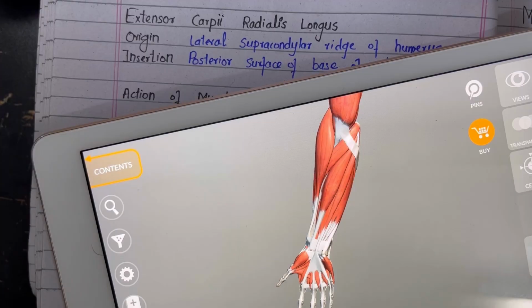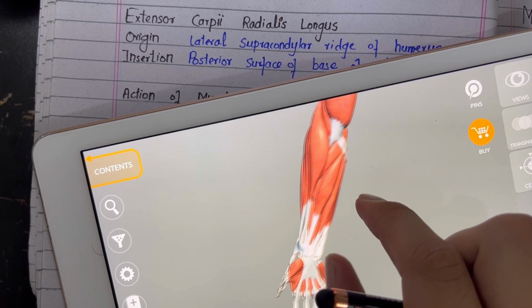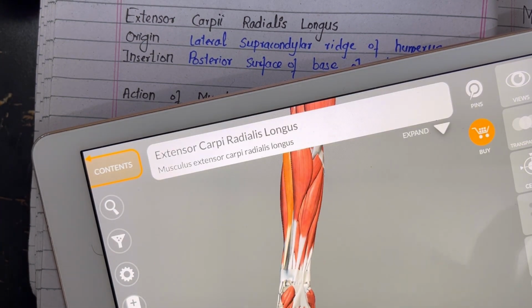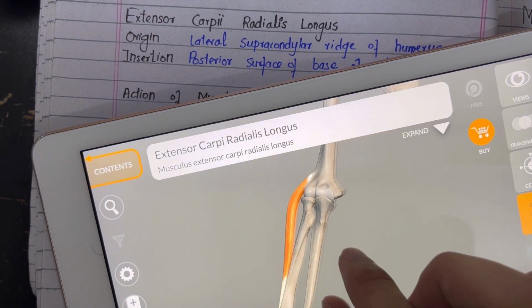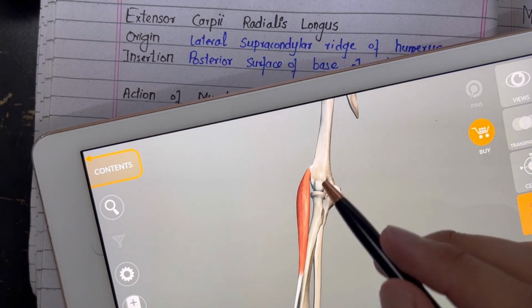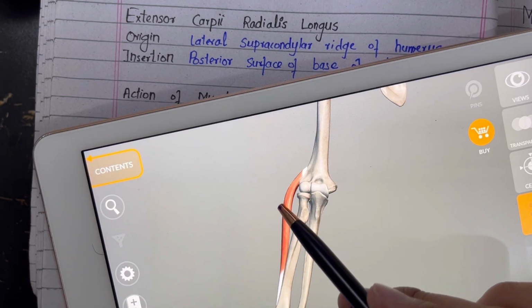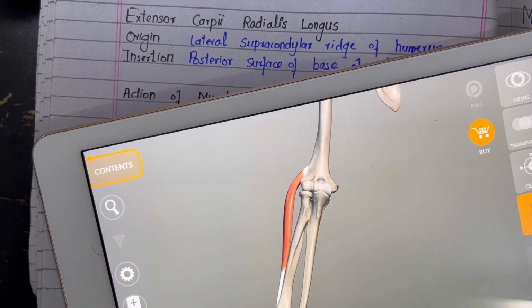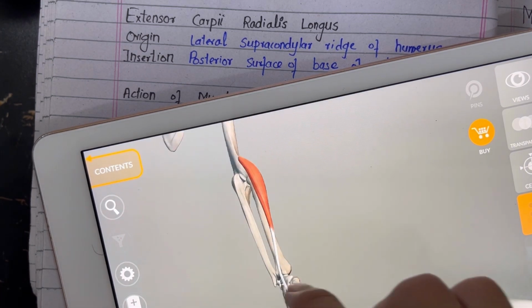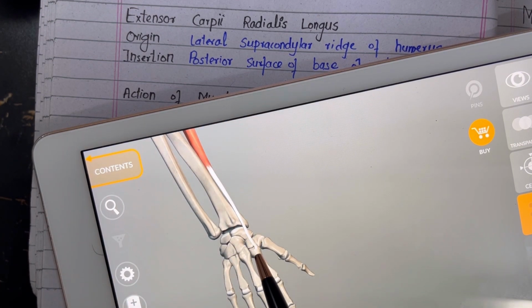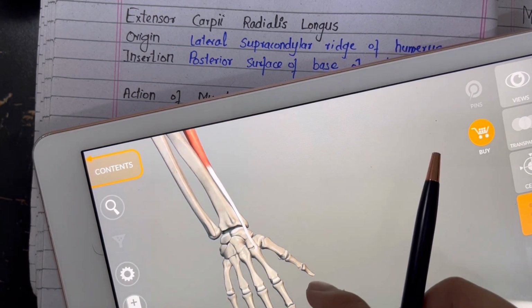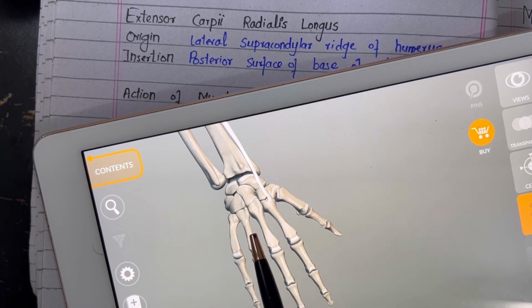Now students, moving toward the other muscle of the lateral compartment of the forearm, which is the extensor carpi radialis longus muscle. So we will isolate this muscle. As you can see, students, this muscle also originates from the lateral supracondylar ridge, and this muscle runs inferiorly and laterally, passes posteriorly and inserts into the base of the second metacarpal bone. This is the first metacarpal bone, this is the second metacarpal bone, third, fourth and fifth.